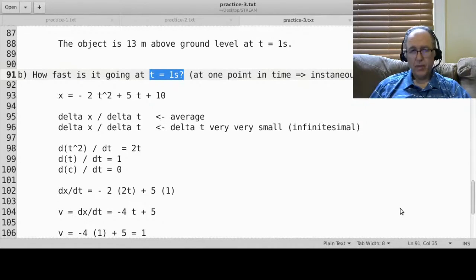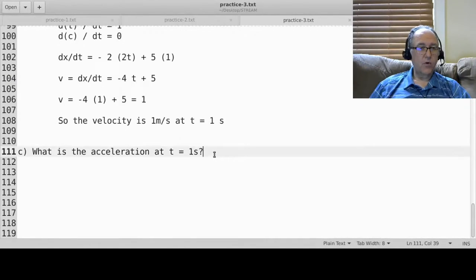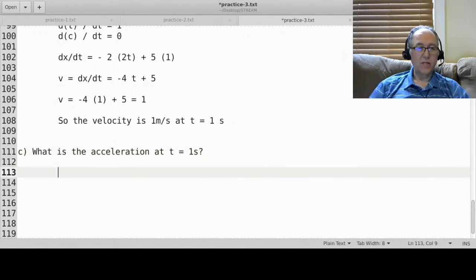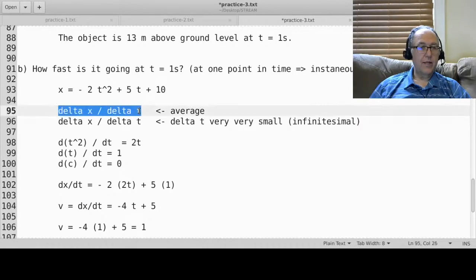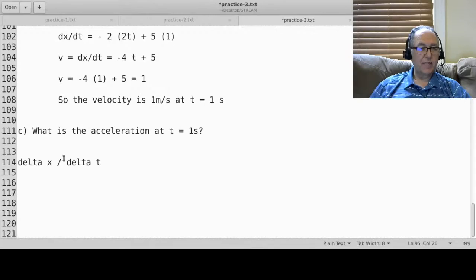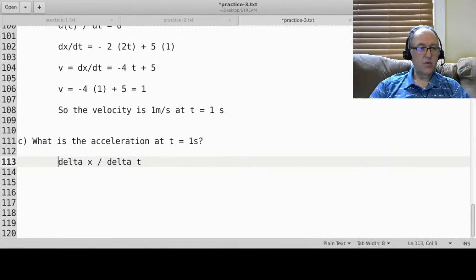Because of the lag, I want to do that last problem. And so over here, let's do the last one. What is the acceleration at t equals 1 second? So just like the average velocity is delta x over delta t, the average acceleration would be delta v over delta t. It's how much does the velocity change over time, okay?